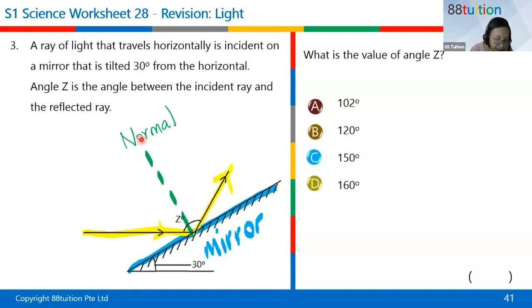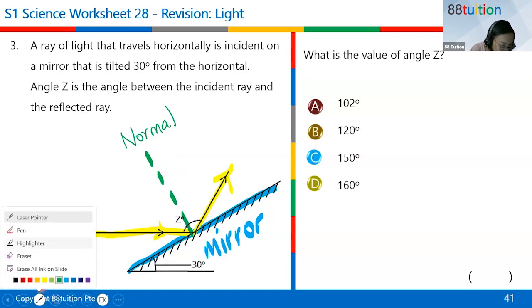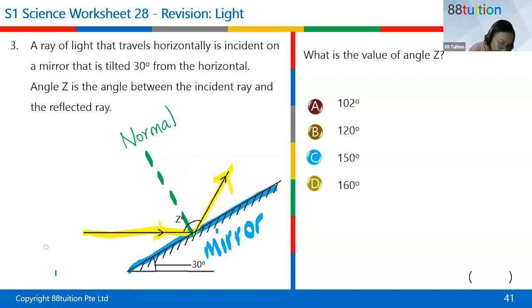Then can you tell me, someone annotate on my diagram, just one person, where is the angle of incidence? Can you annotate on my diagram where my angle of incidence is? Whoever is annotating, hang on, let me draw the normal properly. All right, so where's the angle of incidence?